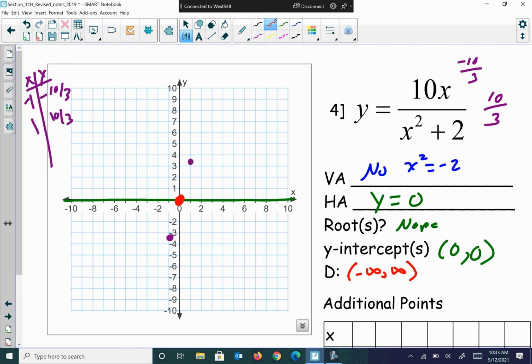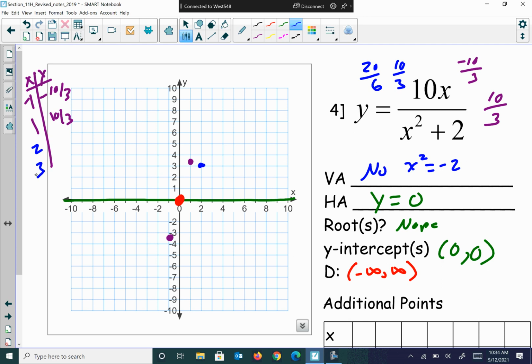I need to investigate this a little further. Let's plug 2 in and see what happens. So I'd get 20 over 6, which is 10 over 3. So at 2, I'm at 3 and a third. Yeah, I did that right. Plug 2 in: 20 over 6, 10 thirds.